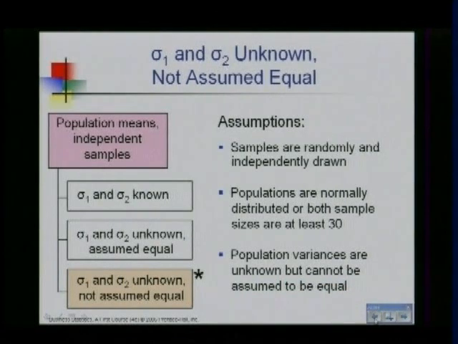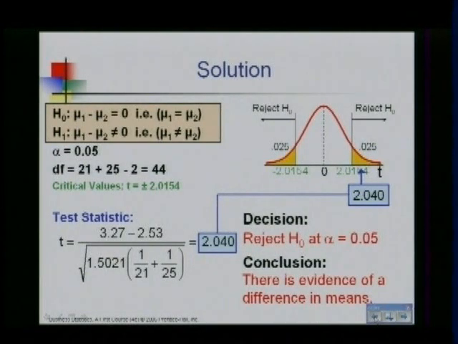Whoops, they didn't do that. So we'll back up and show you. Okay, let me go to the whiteboard. 2.04 is my calculated value. I always start in step 5, remember. And I had 44 degrees of freedom.